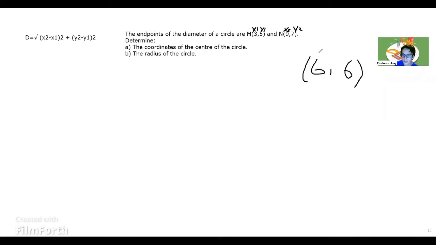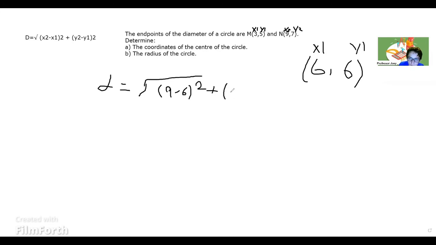Before we do that, 6 and 6 has to be labeled as x1 and y1 because it is the first coordinates. And so let's do it. So d equals square root, bracket 9 minus 6 squared plus y2, which is 7 minus y1, which is 6 squared. So we have this. So now we have to do what's inside the bracket.